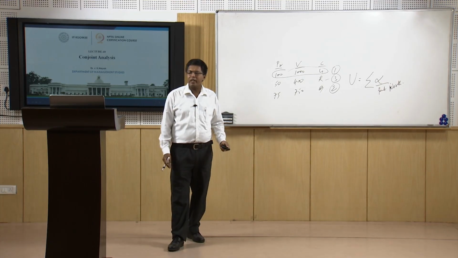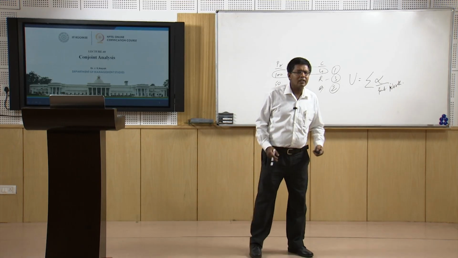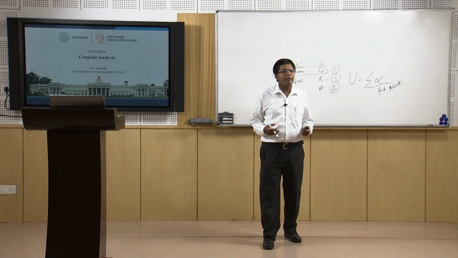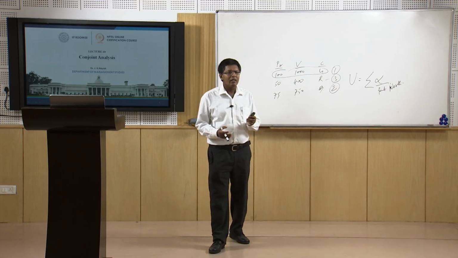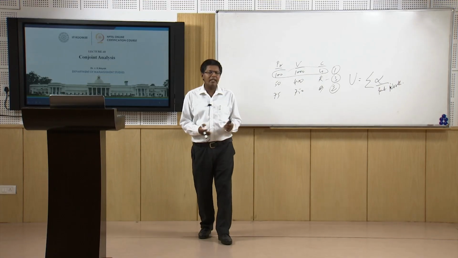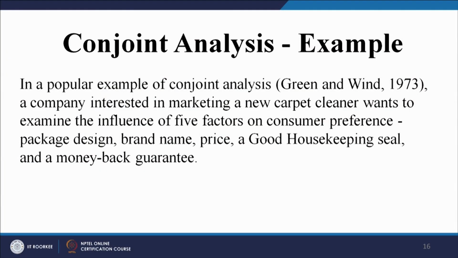So, the respondent chooses a 25-cent chocolate cone over the vanilla. This can be repeated for the rest of the respondents, and an understanding can be developed of how a marketer can see how a respondent makes his choice, makes his combinations. This is a popular example from Green and Wind, a marketing research book which is a very popular book.